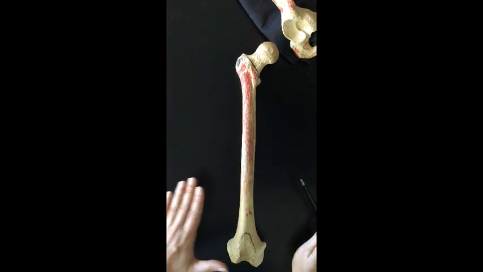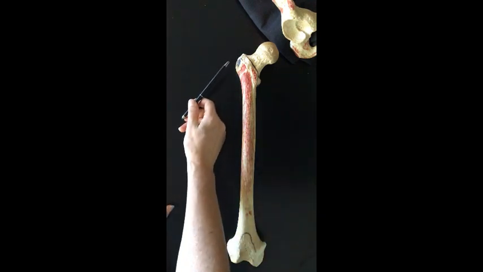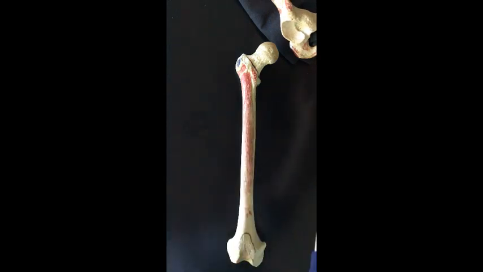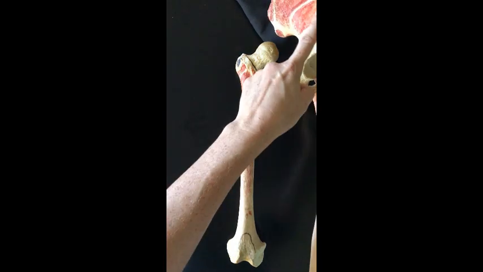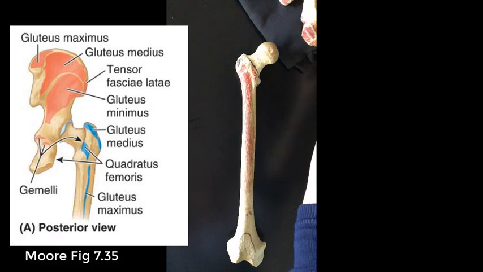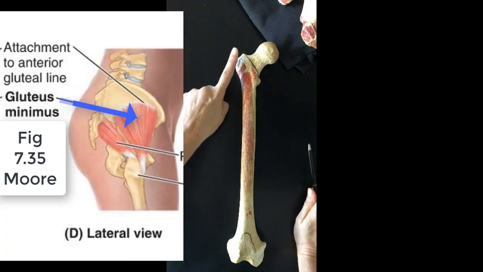Now this is the anterior surface. So the greater trochanter forms an attachment site for a lot of the gluteal muscles, which arise from here on the iliac crest or the iliac wing. And the gluteus minimus is the one that inserts most anteriorly.